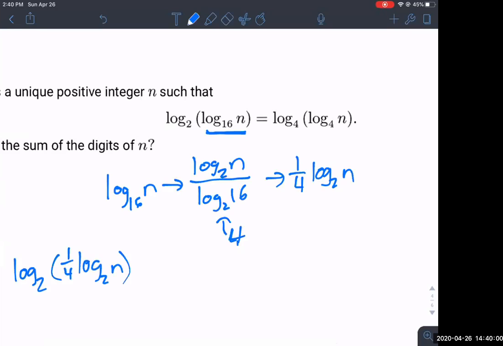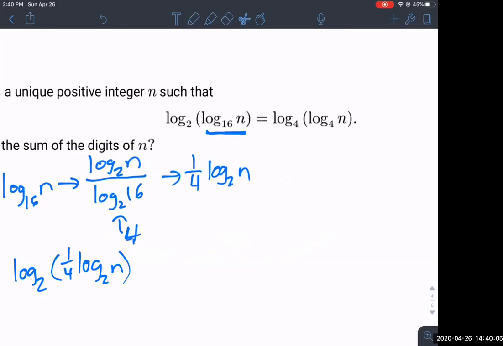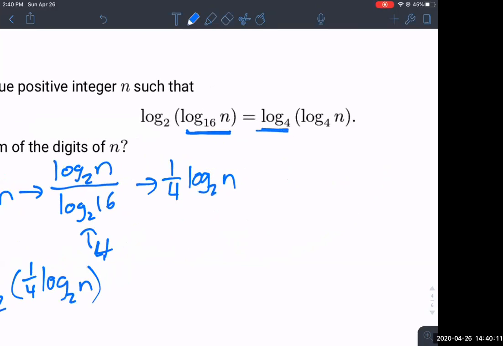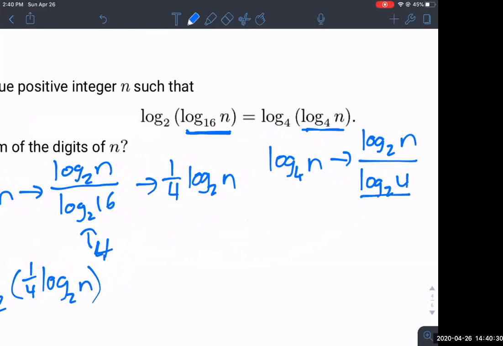Now let's deal with the right-hand side. I'll just cut this and move it. First, let's deal with the outermost log. Actually, let's deal with the innermost one. I'm dumb. So log base 4 of n. We can change base to log base 2 of n over log base 2 of 4. This is just 2. So our result is log base 2 of 1/2 log base 2 of n.